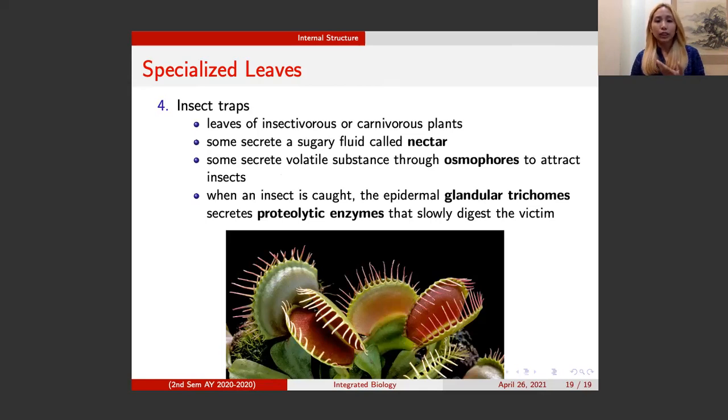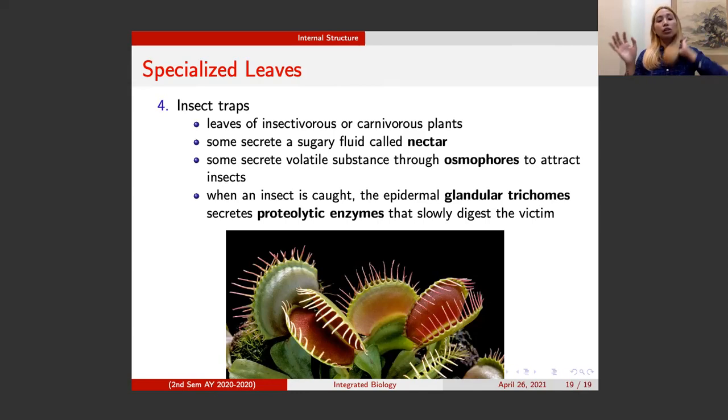Some of them will secrete sugary fluid, which we call nectar. No, and this nectar is the one that attracts insects. Yeah. So when it attracts, insects normally can detect this and they get attracted, and that's how they actually land on the leaves. No, some, however, secrete volatile substances through what we call osmophores, and this also provides for attraction of insects.